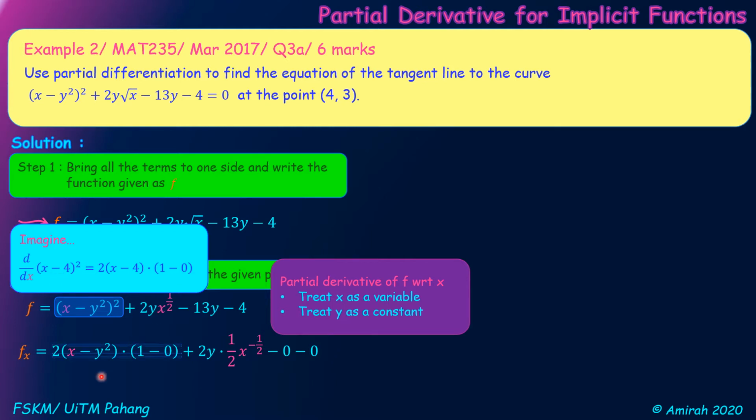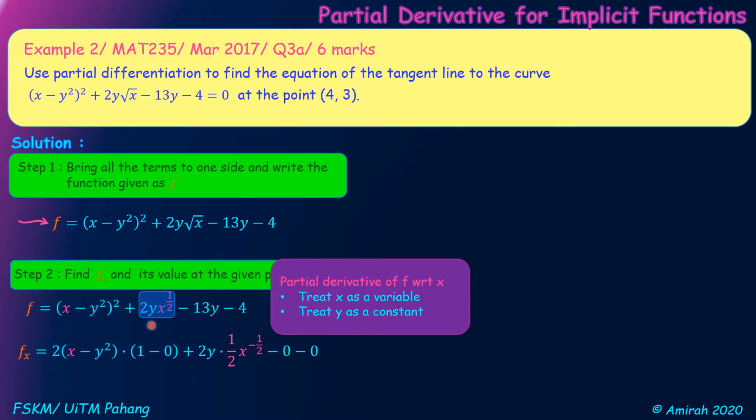Same goes when we differentiate (x minus constant) squared. We just move the power to the front, so we have 2, and then we copy the bracket. And then times, we differentiate x with respect to x, so we get 1. We differentiate the constant y squared, so we get 0, right?